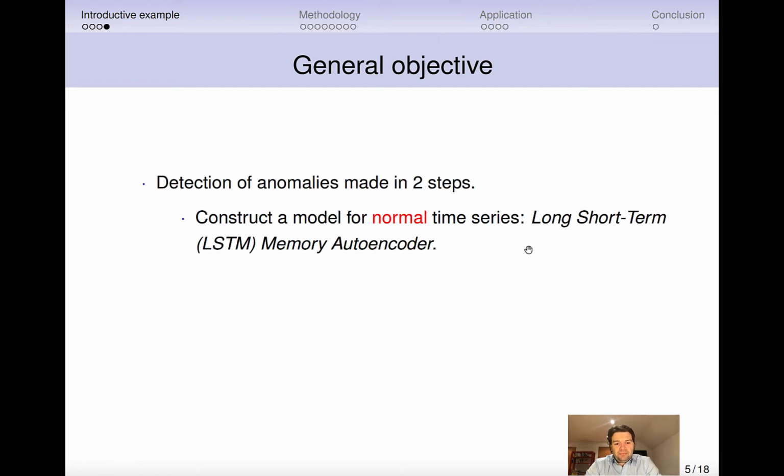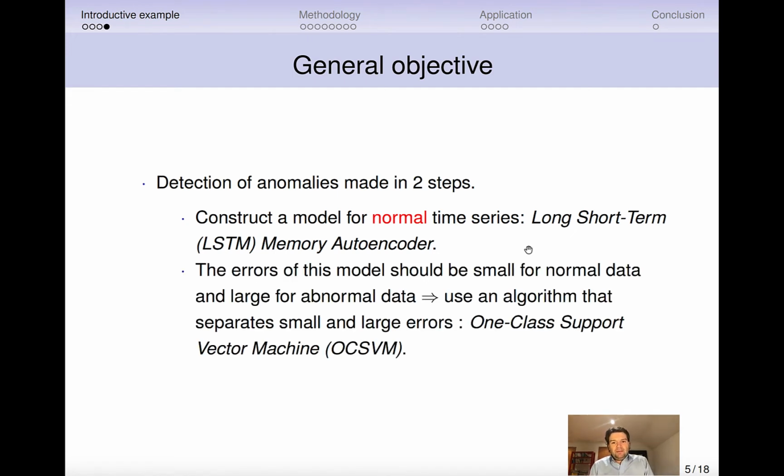The first step consists of constructing a model for normal time series of vibrations. We're going to construct a model for those normal models that will be made with a long short-term memory autoencoder. We're going to explain that just after. And if we have a normal model, that means in a way that we explain something with something else for the normal models. There is a law inside the normal models. We construct a law related to the normal models.